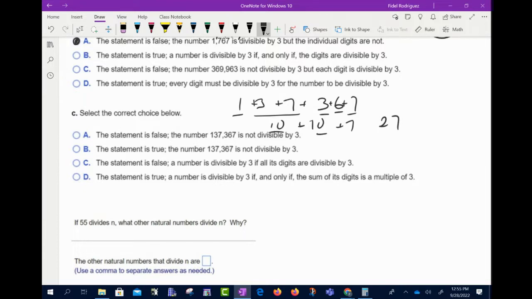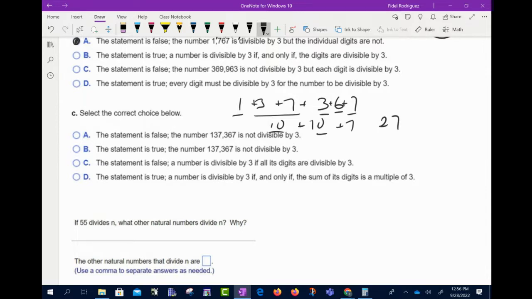Let's see. It says the statement is false. The number 137,367 is not divisible by 3. That's not true, because we can divide it by 3. It says the statement is true. It's not divisible by 3. That's not true either.